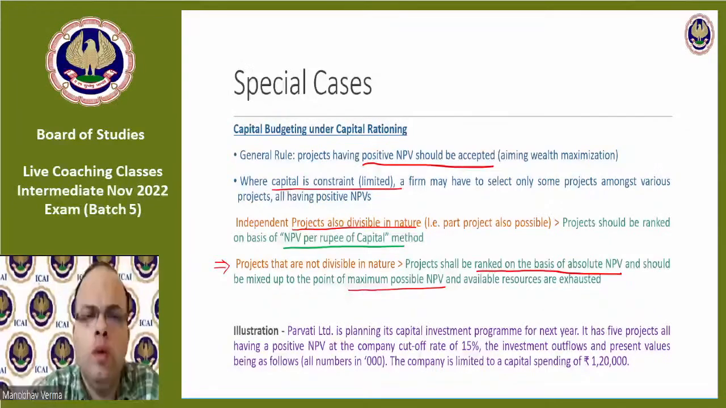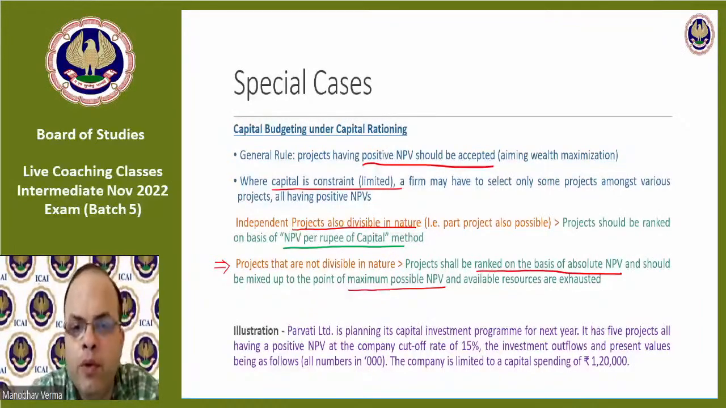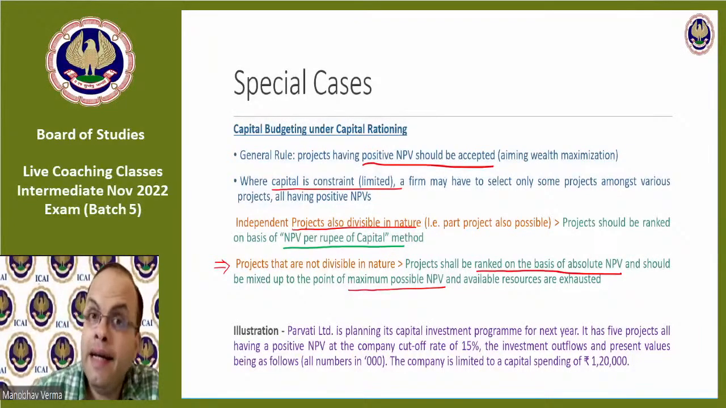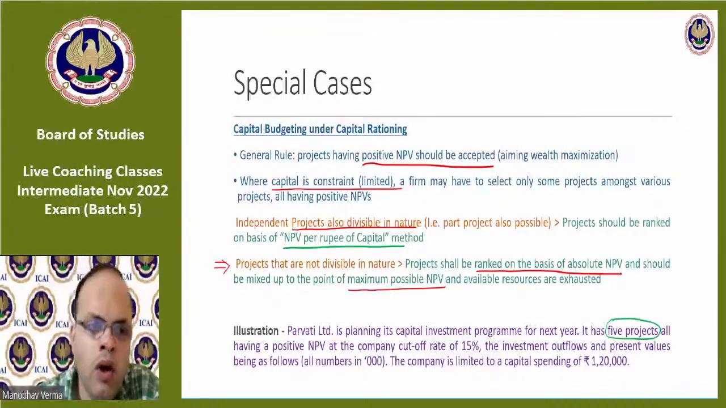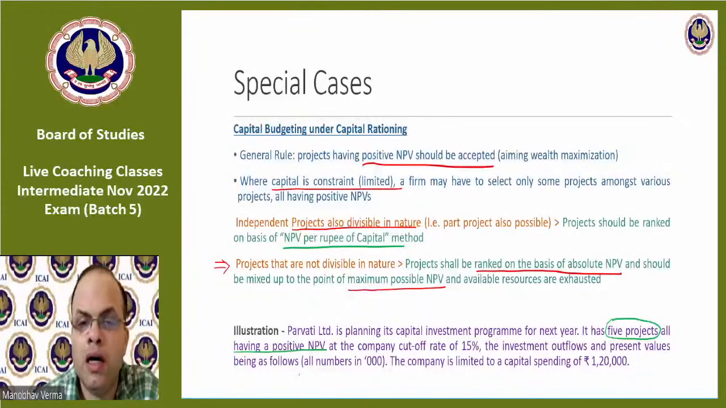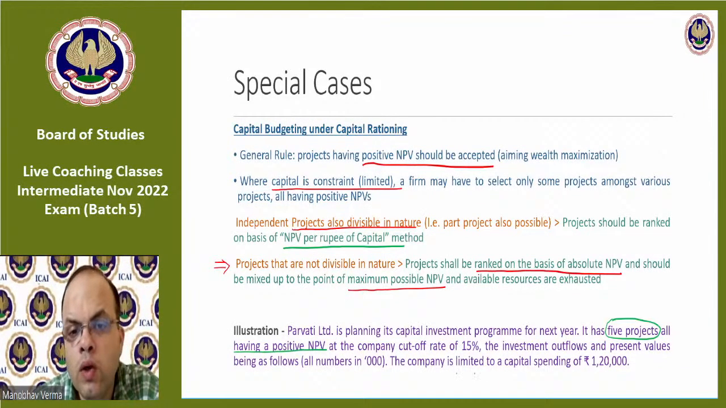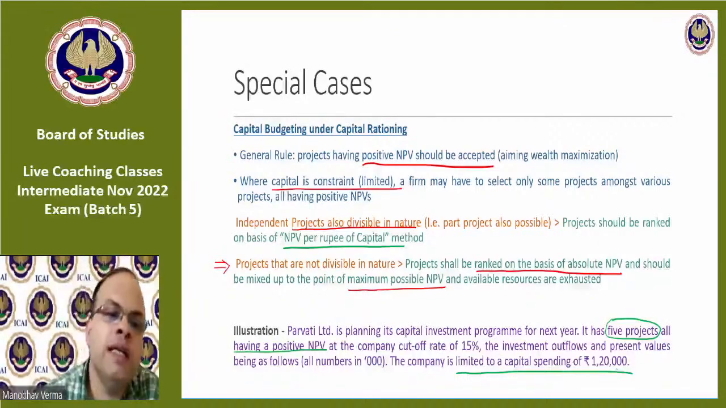Let us try to look at these possible scenarios with the help of an illustration here. At the bottom, you can see Parvati Limited is planning its capital investment program for next year. It has 5 projects, all having a positive NPV. That's absolutely amazing. Cutoff rate 15%. Investment outflow and present values are given. And the company is limited to capital spending of 1,20,000. Wow.